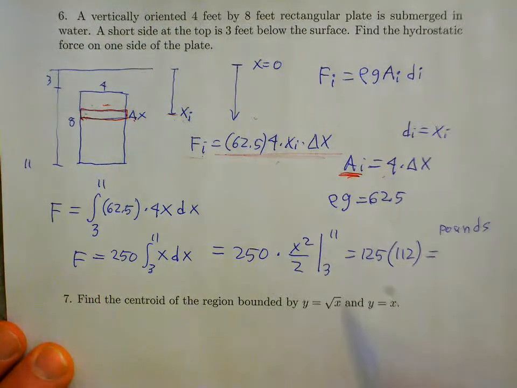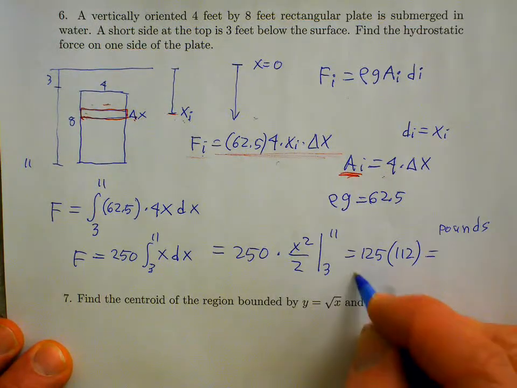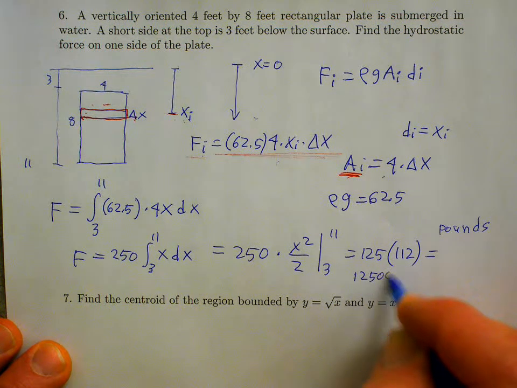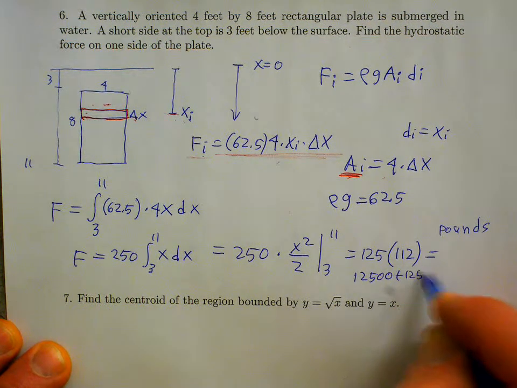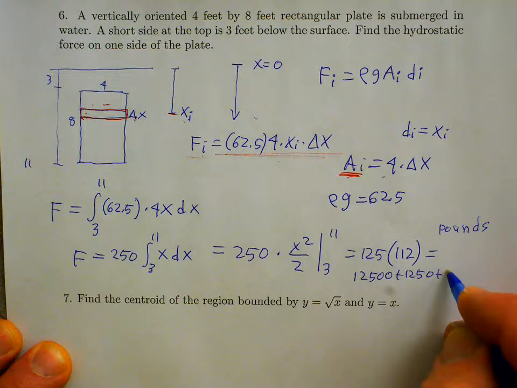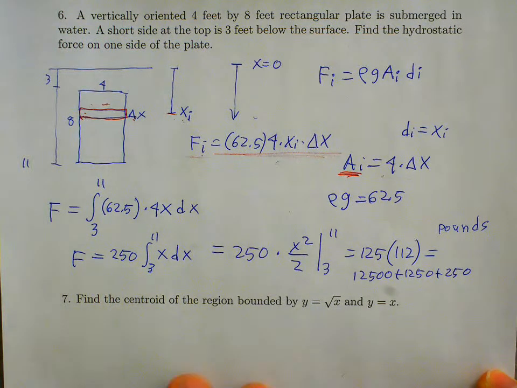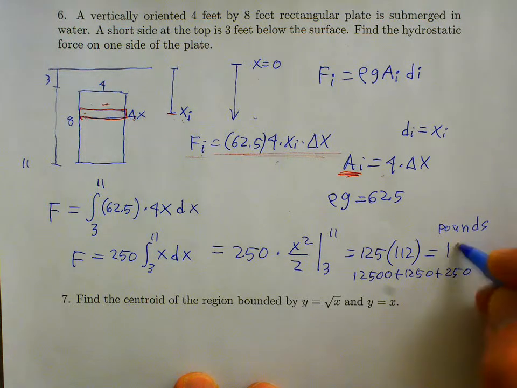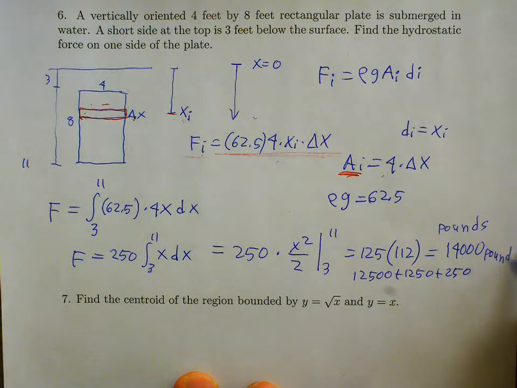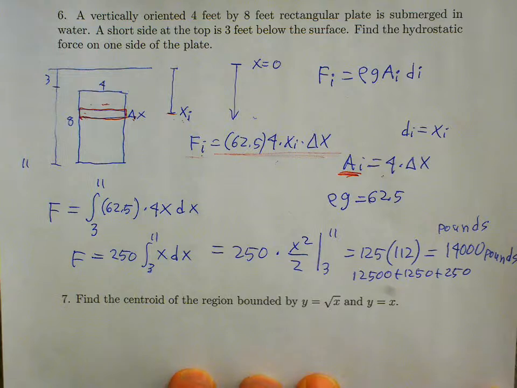So I guess we can do that. This is 12,500 plus 1250 plus 250. So that's a total of 1,400 pounds. Is that what you get for the hydrostatic force on one side of the plate?